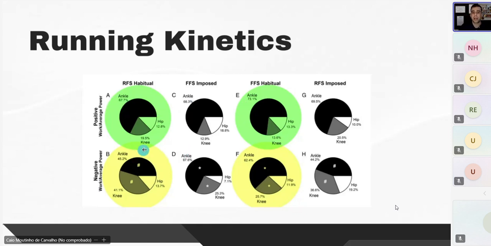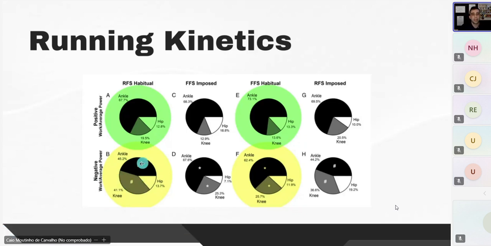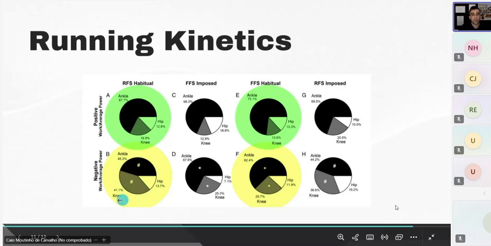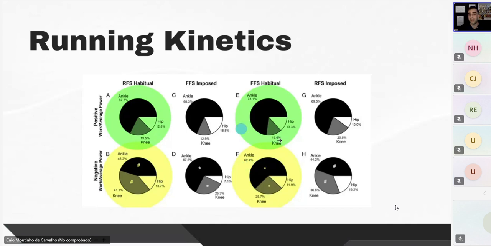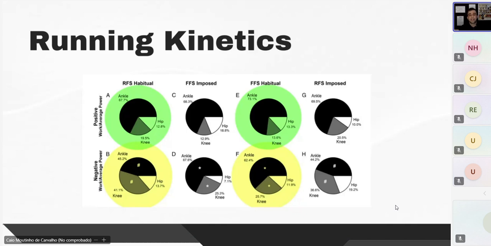But when I'm talking about absorption down here, as you can see, the difference is even bigger. While the ankle and the knee were basically being used in a similar way for both of them, 45.2% or 41.1%, when it comes to forefoot running, the ankle is responsible for 62% of the absorption of energy, while the knee drops to 25.7%.